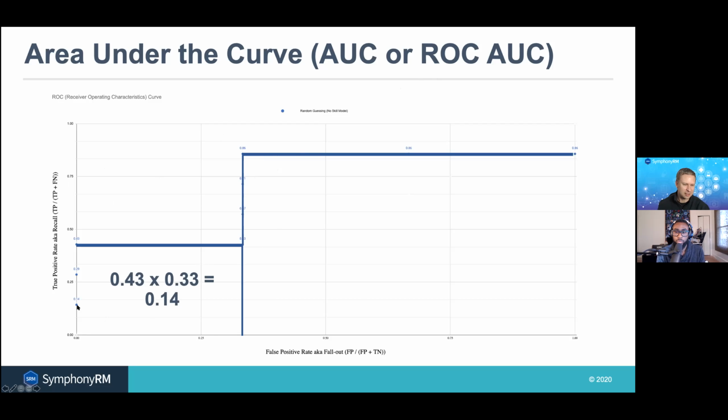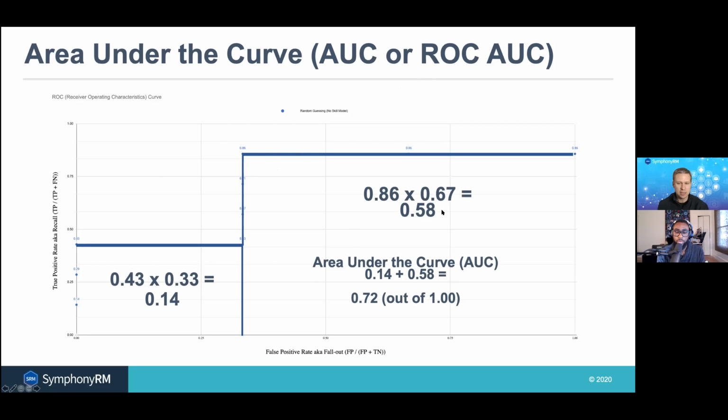We know this particular rectangle is 0.43 high and 0.33 wide. We can multiply that out. This other big rectangle is 0.86 high and 0.67 wide, and we can multiply that out. We can add them together. And for our silly little 10-item example, our area under the curve is 0.72 out of a possible 1. So that's reasonable performance. Random guessing would be 0.5, so we have better performance than that, but we would ideally want to get closer to 1.